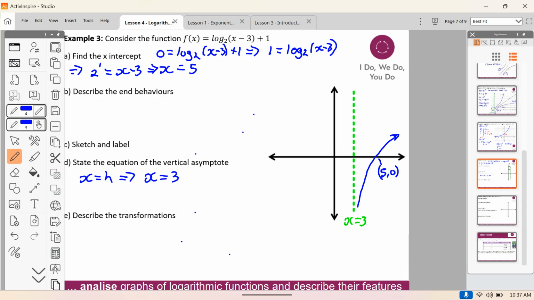So describe the end behaviors. The limit as x approaches 3 from the positive side of f is equal to negative infinity. The limit as x approaches infinity of f is equal to infinity.